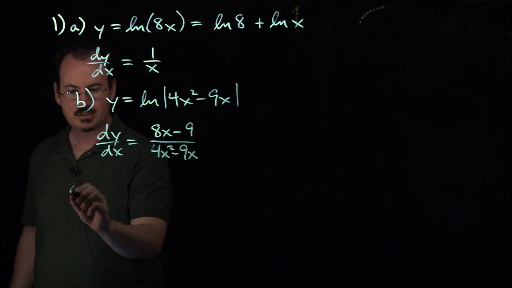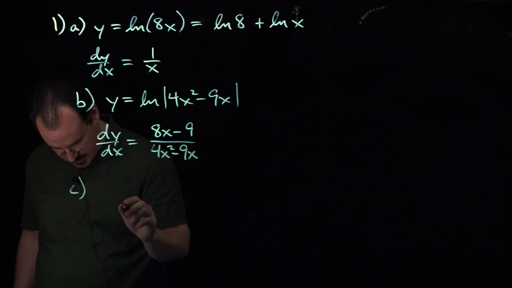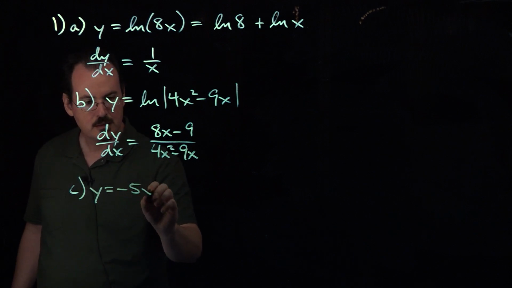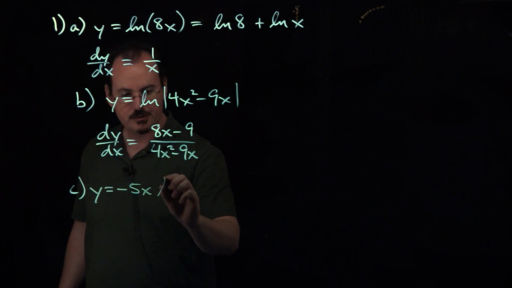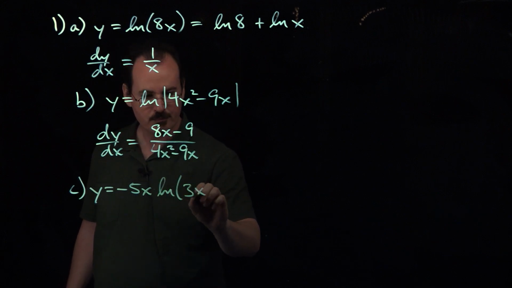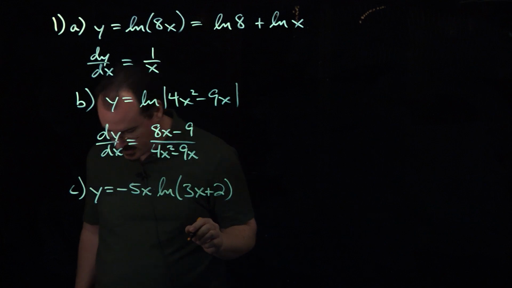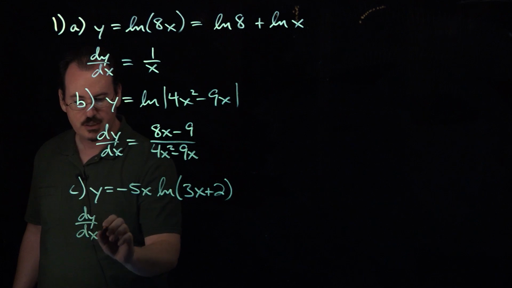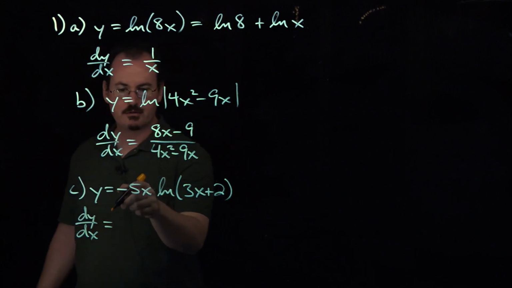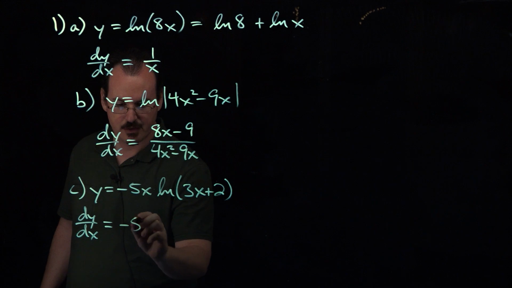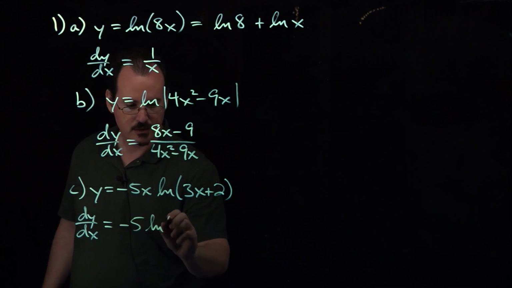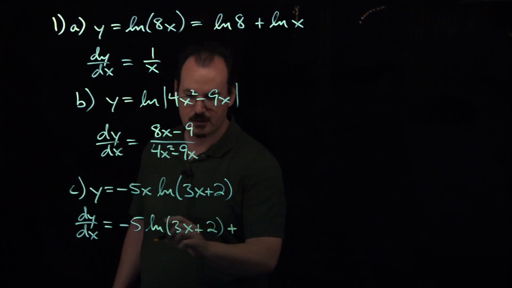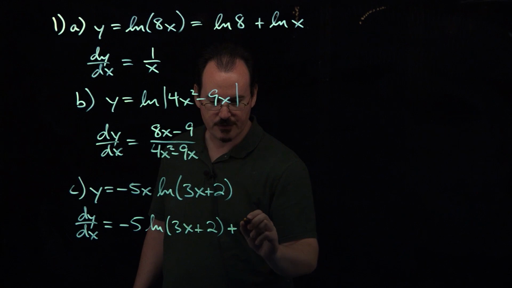Okay. For c, we get a product. So y is equal to negative 5x ln 3x plus 2. Okay, so for the derivative here, again, this is a product, so we want to use the product rule on that. So we'll take the derivative of the first one, which is minus 5, multiply it by the second. And then to that we add the first function times the derivative of the second.